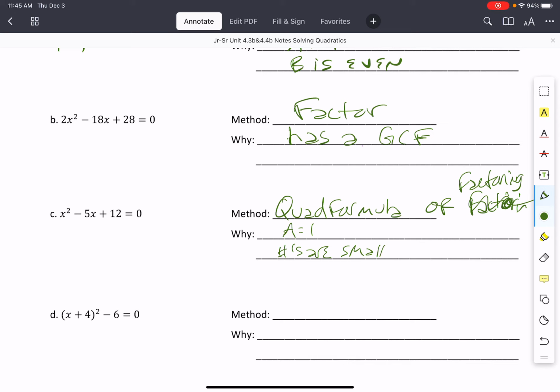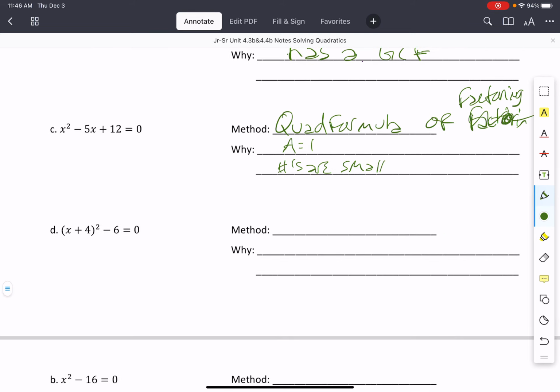Even though it kind of looks like one I'd like to try completing the square, why can't I complete the square on that one? Good. B's not even. I can't cut -5 in half nicely, okay? Good. All right, D, what's the best method?